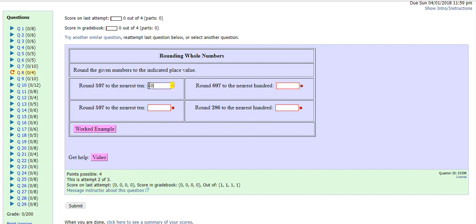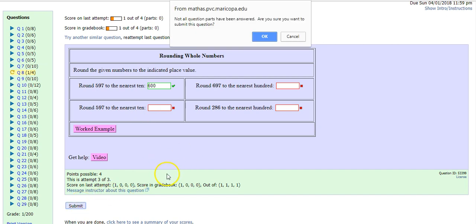So I'm going to round this first one correctly. Now notice I've gotten 1 part right of the 4, and it says 1 out of 4 right. And here this arrow means that I have another attempt, at least 1 more attempt. And since it's not a green check, that means I don't have it completely correct. Now I'm going to hit submit again because this was attempt 3 of 3.